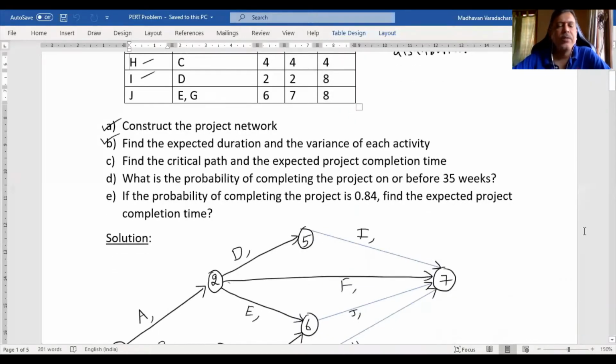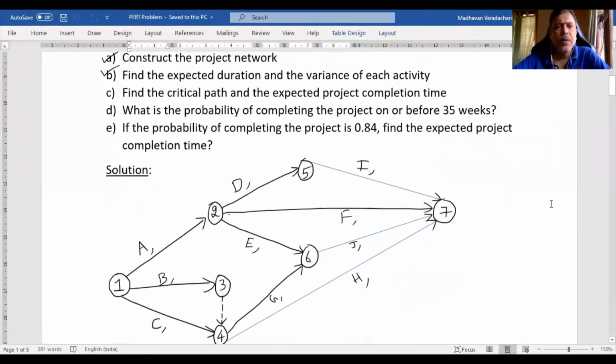Now in this video, we will see how we find the critical path and then the expected project completion time. For finding the critical path, we will adopt a method called the forward pass and backward pass method. In the forward pass, we calculate the earliest start time for each activity, or at each node we calculate the earliest start time. And then in the backward pass, we calculate the latest finish time for all activities, and we fill it in against each node.